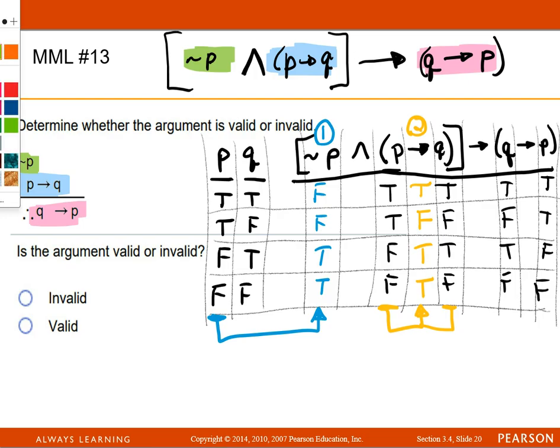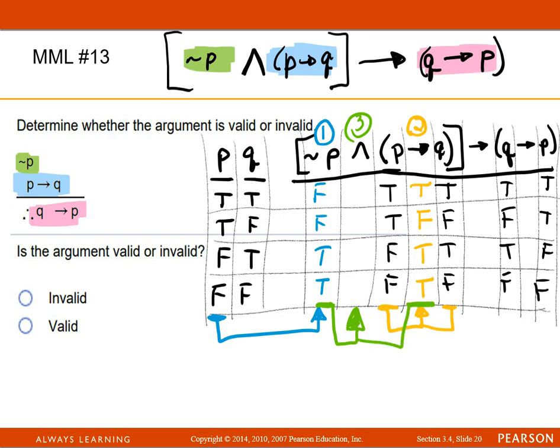All right, and now step 3 is going to be to connect my premises. To get this column here, I'm going to have to compare the blue and the yellow. My and comes between those two. Now on an and, the only time you get a true is when they're both true. So focusing on the blue and the yellow, the third one is a T and a T, and so is the fourth one. But the first one is a false and true, and the second one's a false and false, so those are both falses.